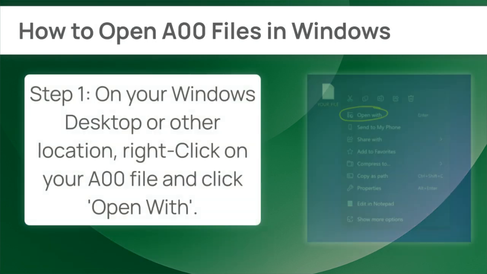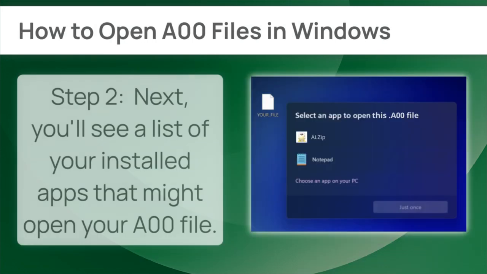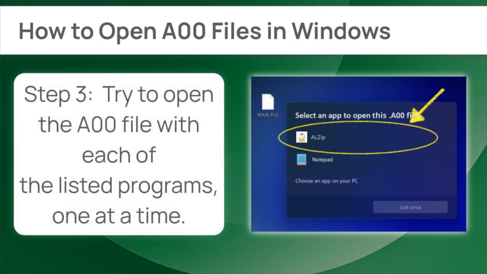This A00 file is tricky, so let's test thoroughly. Right-click it and choose Open With. If ALZip is there, use it first. If not, choose a different app and continue the test.